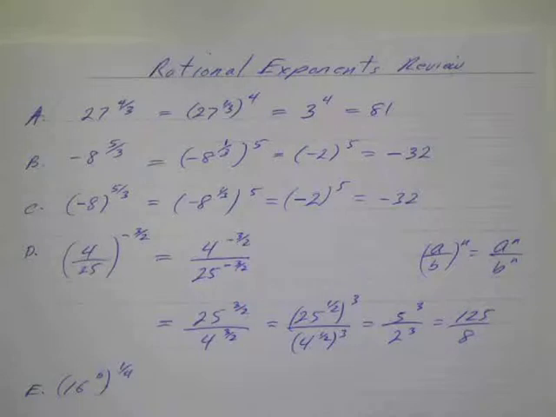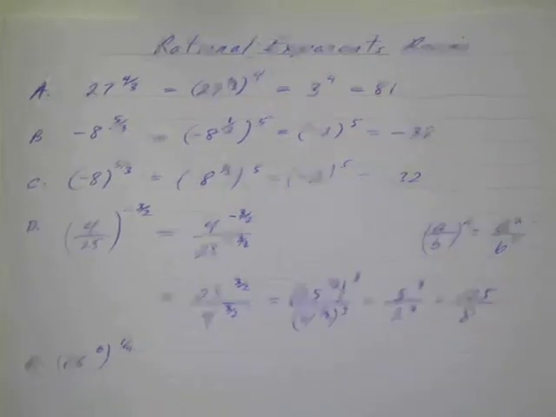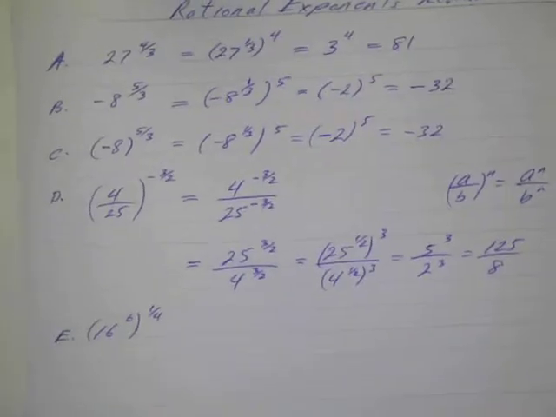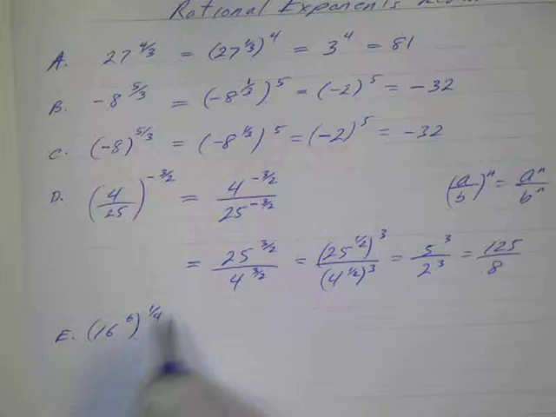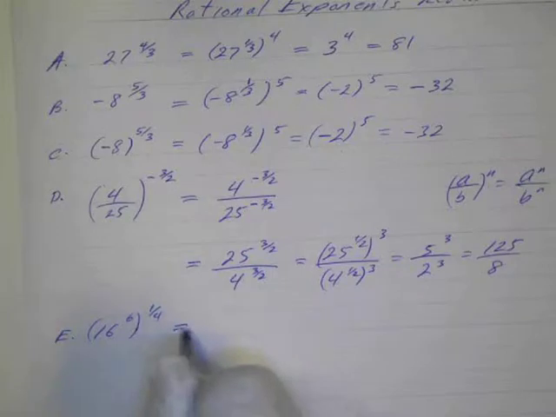Here's some more of the rational exponents review problems, and this is letter E we're on. Hopefully you've already tried these, so we're just checking them. So we have 16 to the 6th to the 1/4. Well, I don't want to take 16 times 16 times 16 and then find the fourth root of whatever that is. So what I'm going to do is I'm going to rewrite this as 16, and then I'll just multiply.